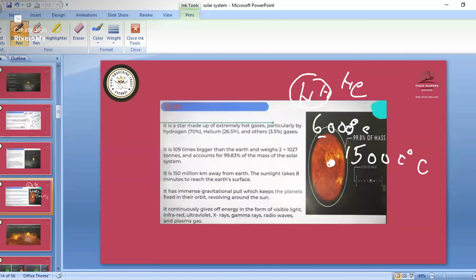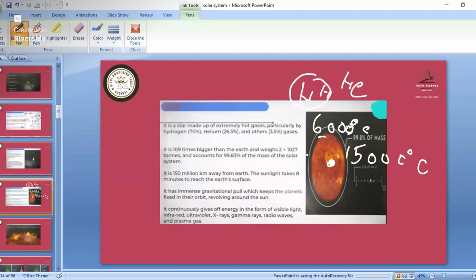The sun is a star made up of extremely hot gases, particularly hydrogen. The sun is 70% hydrogen, then helium is 26.5%, and some other gases are 3.5%. It is 109 times bigger than the Earth. No need to study about the weight, but study how many times it is bigger than the Earth. It accounts for 99.83% of the mass of the solar system.